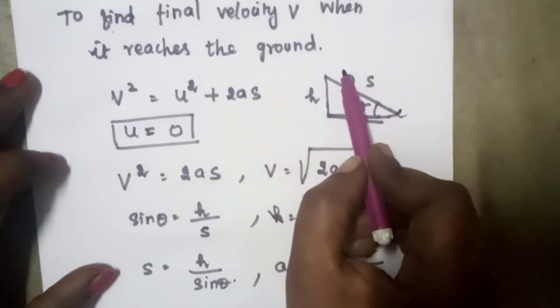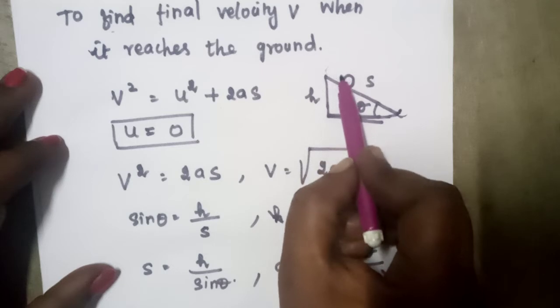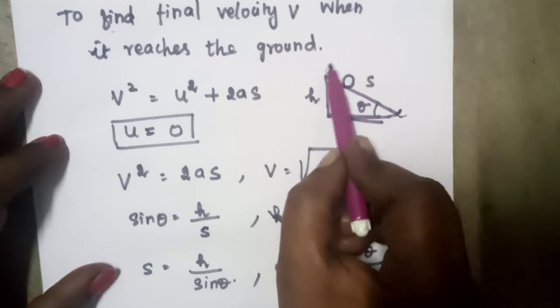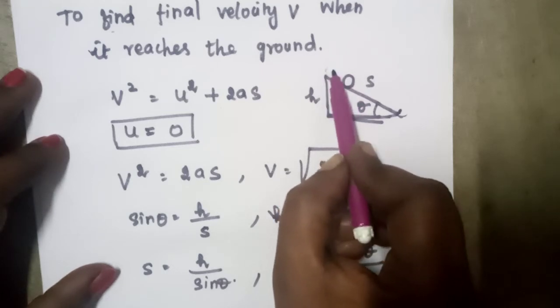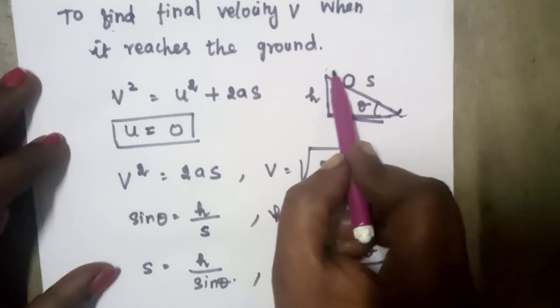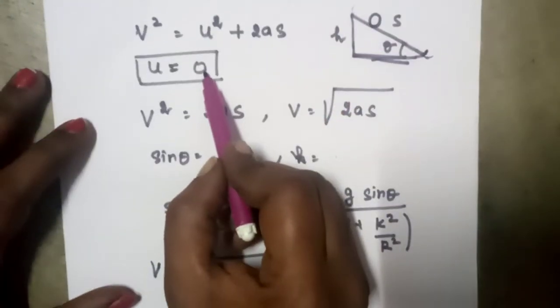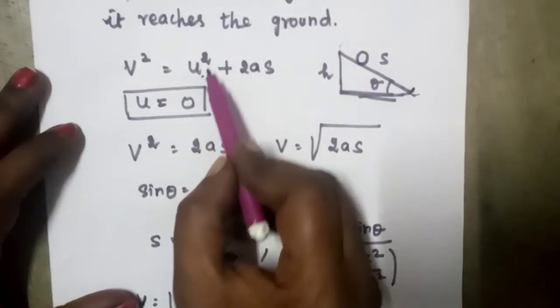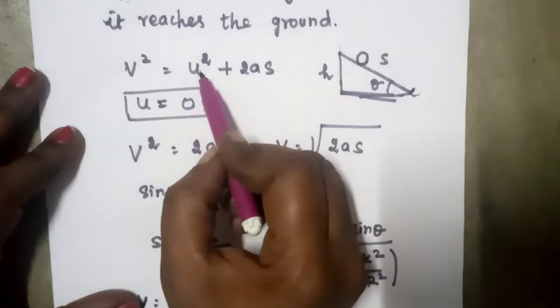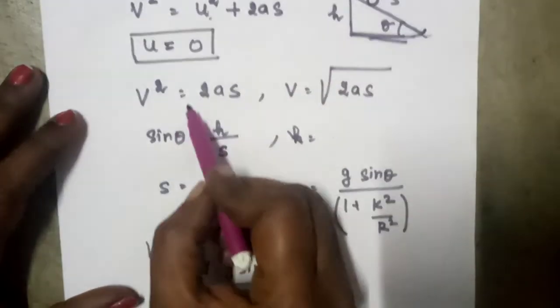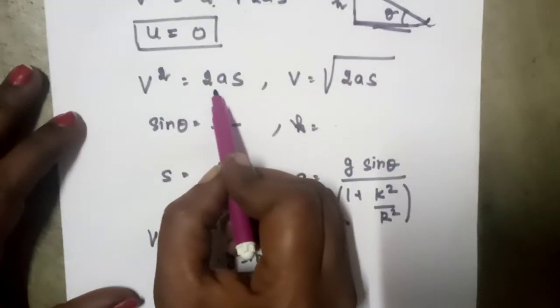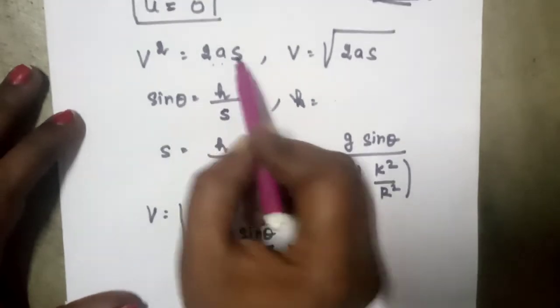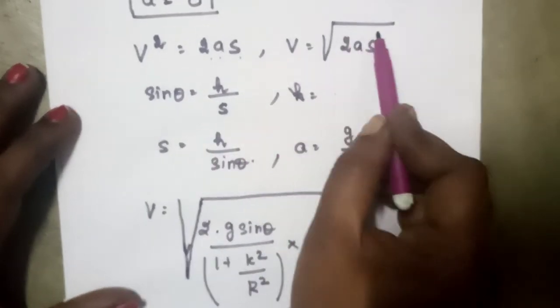We consider the initial velocity when it is just at the top of this inclined plane. Initially its velocity is equal to 0, so let us assume that u is equal to 0. We substitute here, so v square is equal to 2as. Here v is equal to square root of 2as.